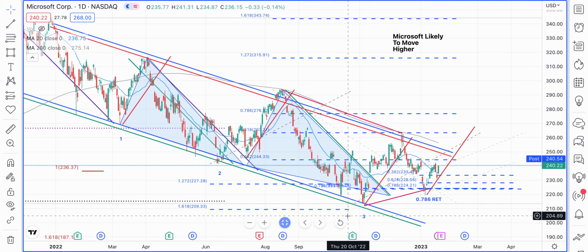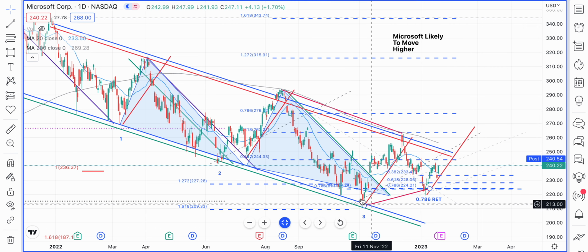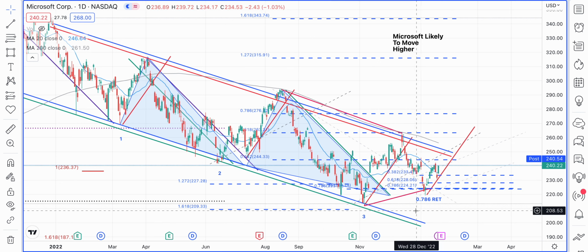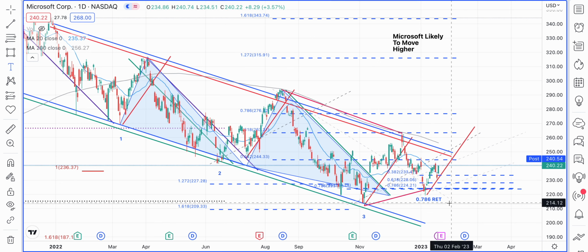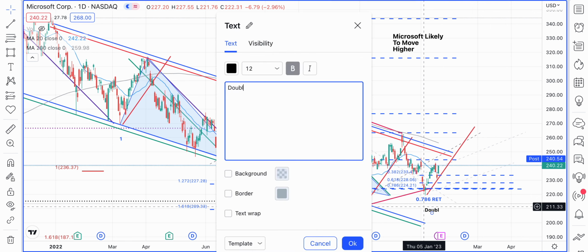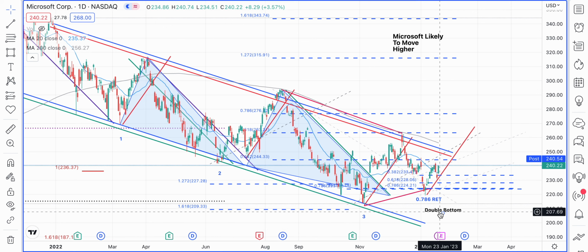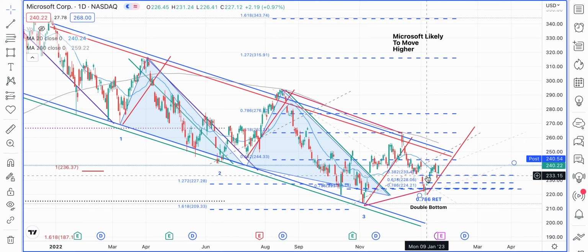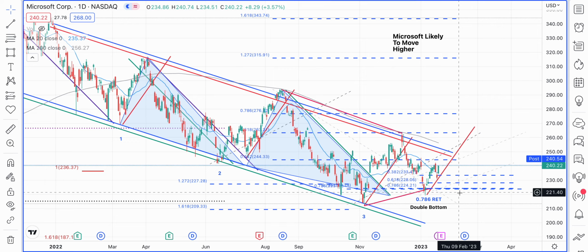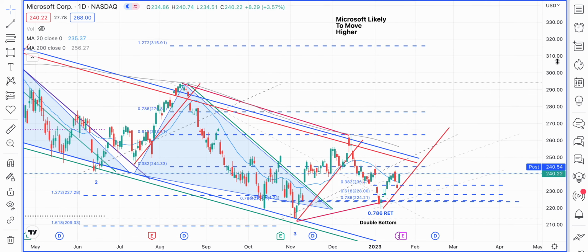This is the three drives to a bottom pattern, and then it also found support from the channel. And what we think is the stock might have actually made a double bottom here. So double bottoms are rarely perfect, but it is a double bottom for our purpose. So essentially what the stock did was it made a retracement of 78.6% of this swing high, and just blowing up the chart.